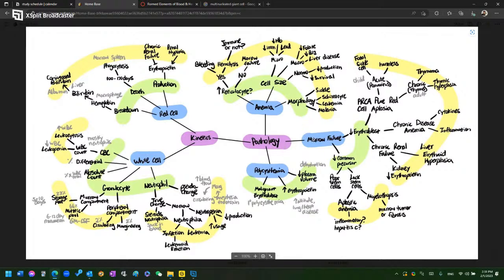You can also have marrow failure, as we were talking about earlier, when we don't have a lot of reticulocytes. The marrow is just not doing its job at compensating. And that can either be because our blasts are dead. Why? That could be aplasia, right? Pure red cell aplasia.